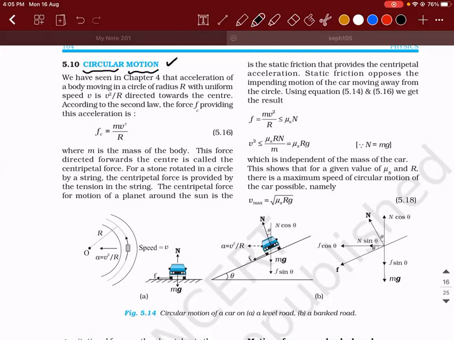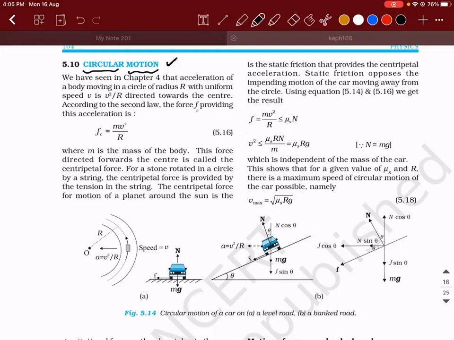Tell me, ma'am. So we can read how this circular motion will happen in this lesson. In which surface?